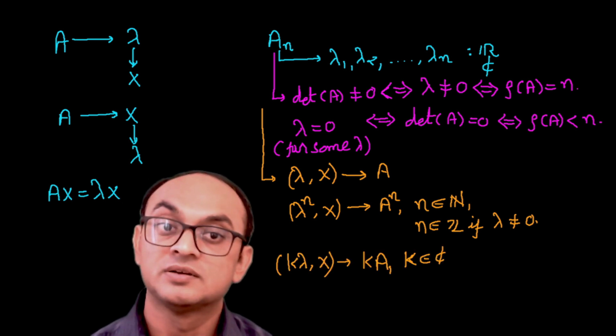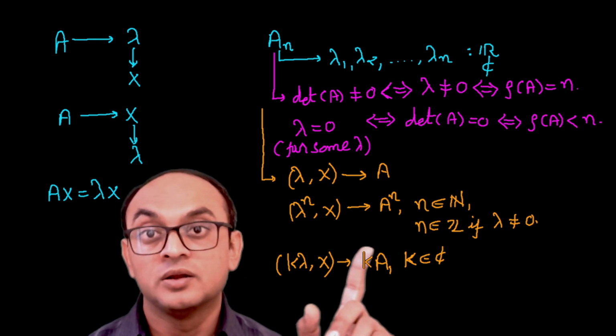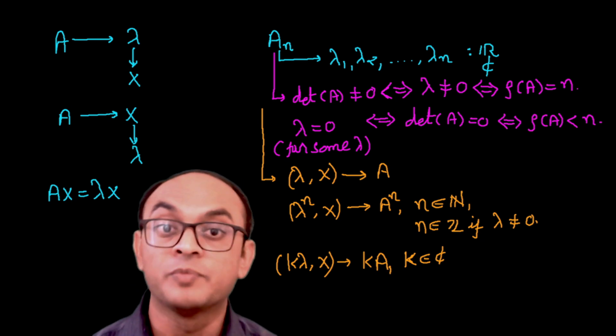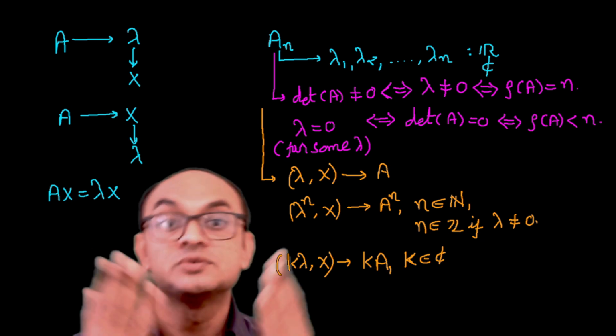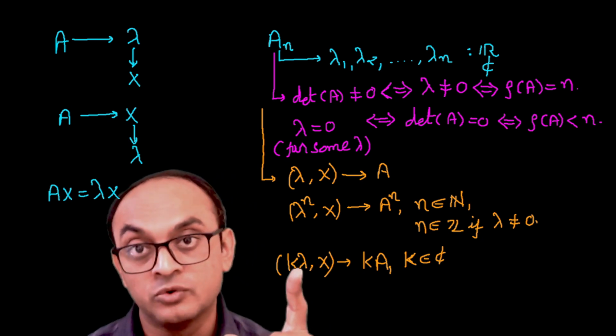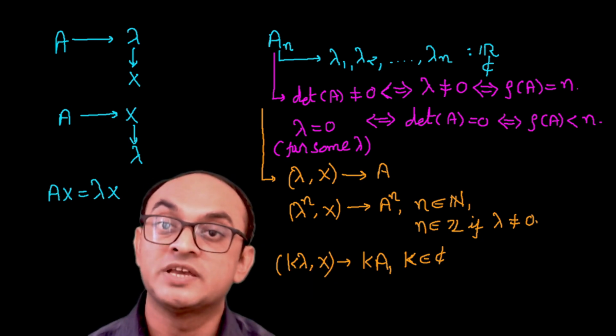The next, K into A, where what is K? Don't think K is only real. K may be complex also, because some of the eigenvalues may be complex, that we know. So what is the eigenvalue of K into A? K into lambda, and again there is no change in X.